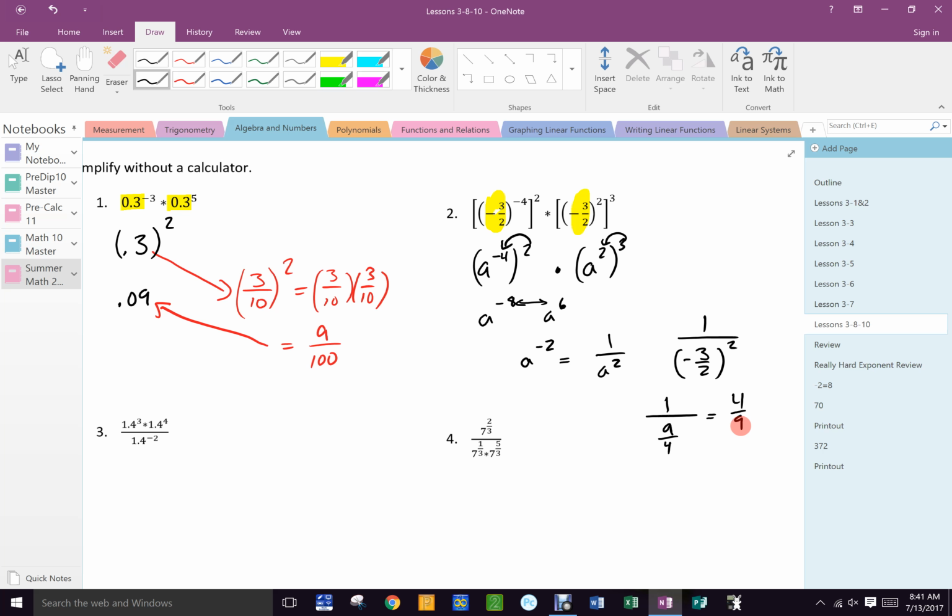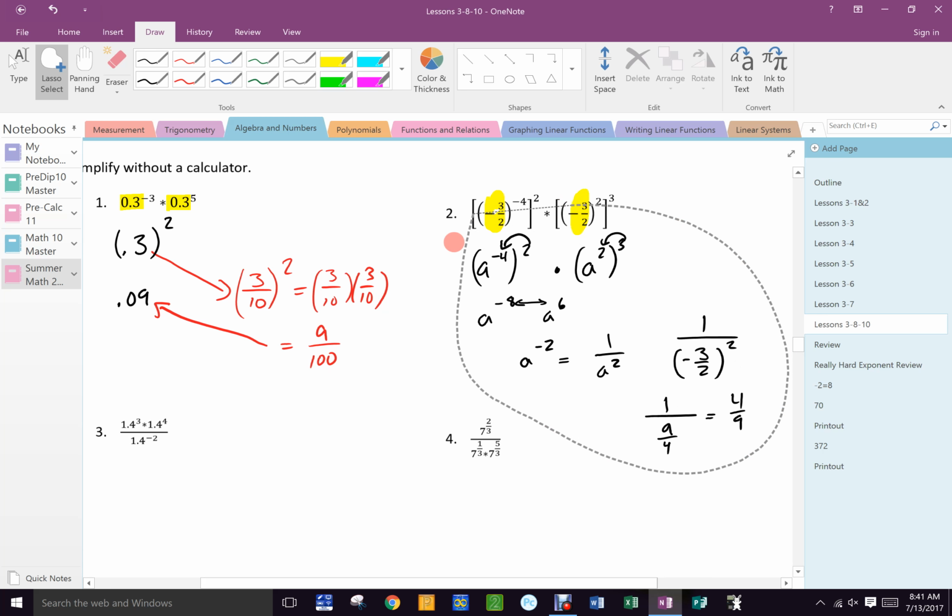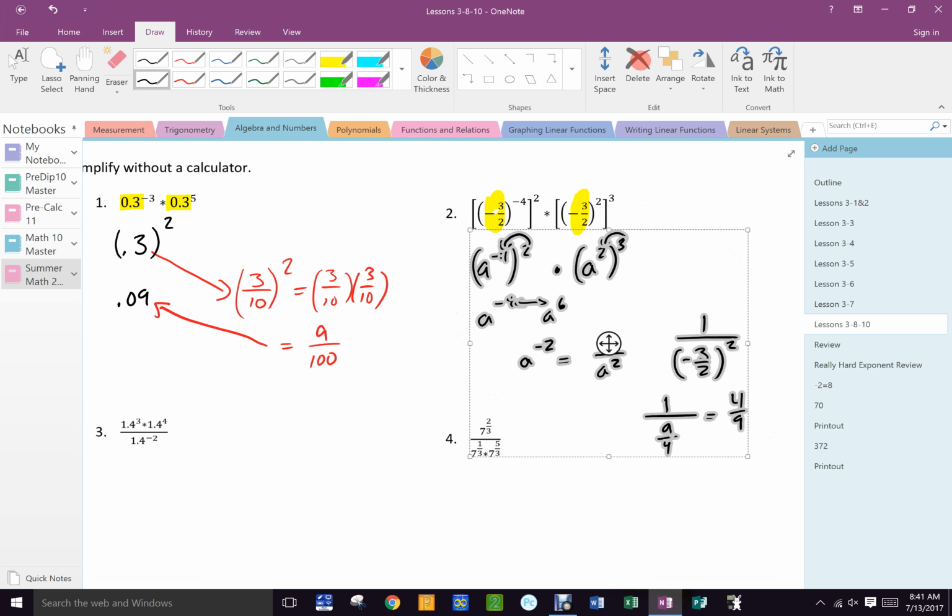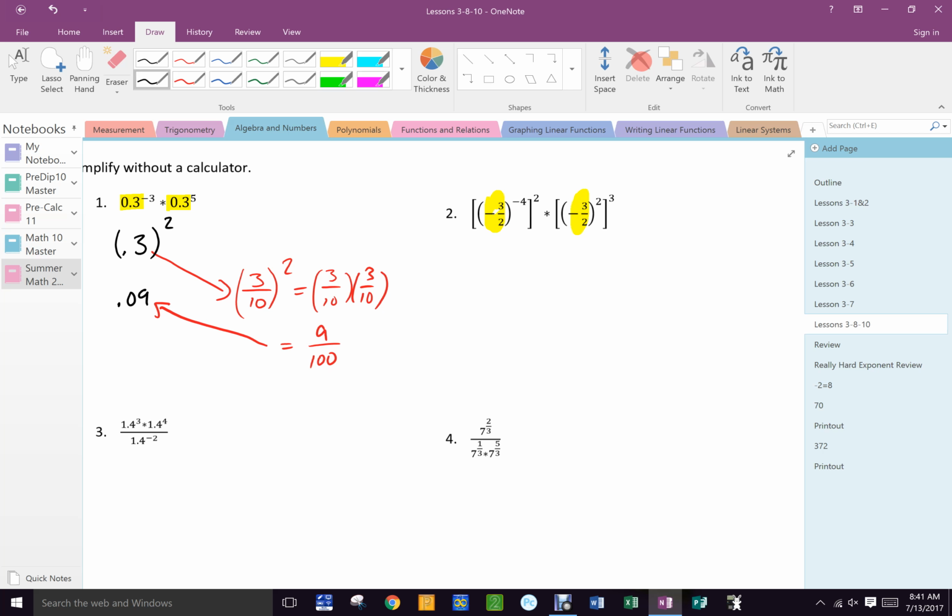Right? Let me show you another way just to be safe. Forget about that a. Let's do it this way. Negative 3/2 to the negative 8. Negative 3/2 to the 6th. Negative 3/2 to the negative 2.